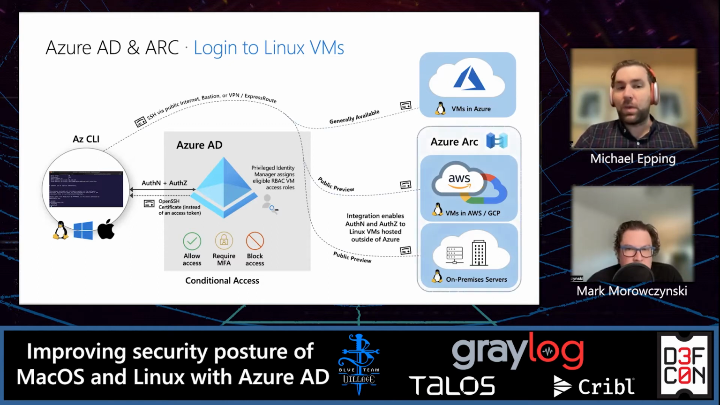And then once they are in possession of that OpenSSH certificate, they can access VMs that are running in Azure. This is a generally available feature. And they can also access virtual machines that are running in AWS, GCP, on-prem data centers, basically anywhere else using an integration we have with a tool called Azure Arc, which is a multi-cloud management tool. That functionality is in public preview today. And I'll talk in a little bit about how this actually works under the covers.